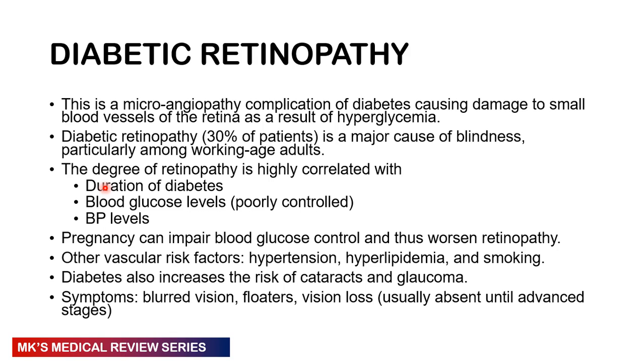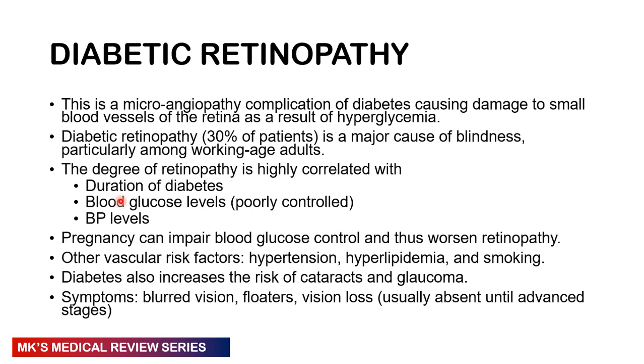So we'll start with diabetic retinopathy. Remember that this is a complication of diabetes, a microangiopathy, which is going to be affecting these small blood vessels, and it's going to be as a result of hyperglycemia that is associated with diabetes. 30% of the patients actually develop this, and it is actually one of the major causes of blindness, particularly among working age adults. Now, the degree of the retinopathy is going to be correlated with three main things.